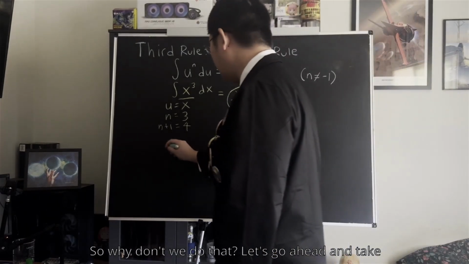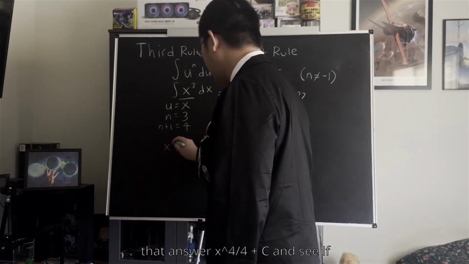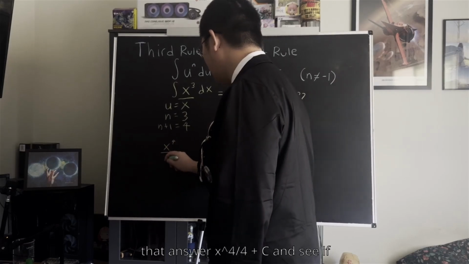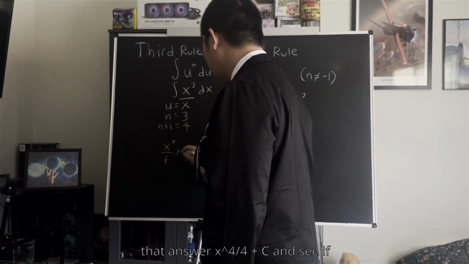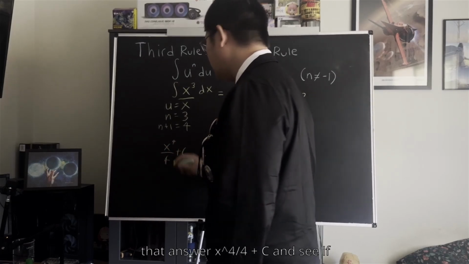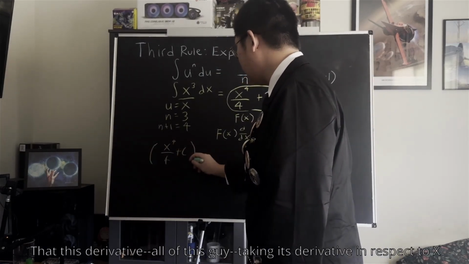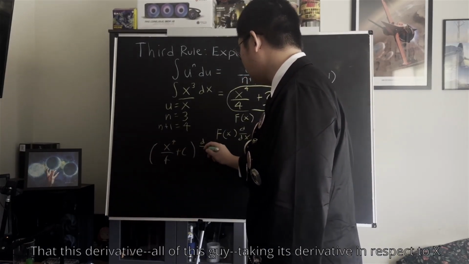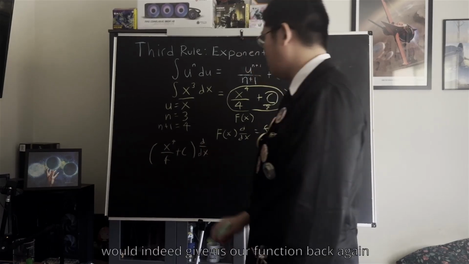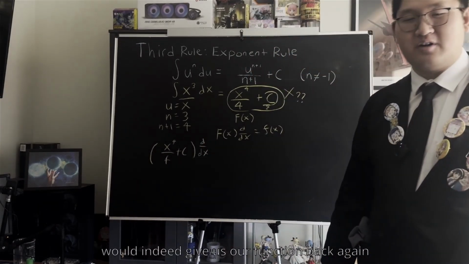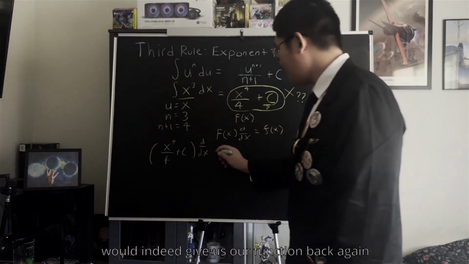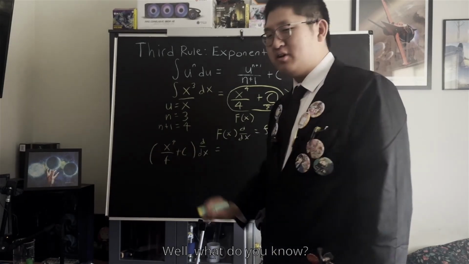Let's go ahead and take that answer, x to the 4th over 4 plus c, and see if this derivative, so all of this, taking its derivative with respect to x, would indeed give us our function back again. Well, what do you know?